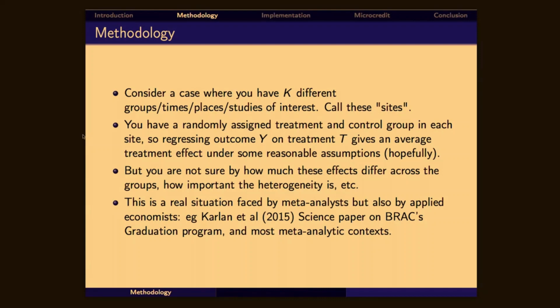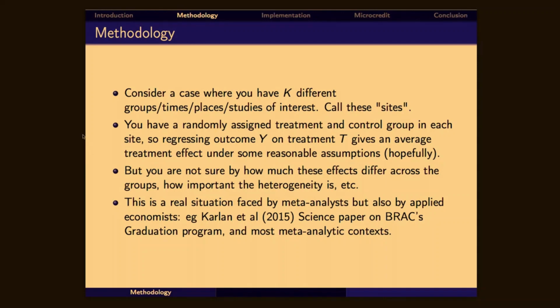So I'm going to make this super easy. Let's think about randomized trials. So you have a randomly assigned treatment and control group in each site. If you regress some outcome y on the binary treatment indicator t, this gives some average treatment effect under some hopefully reasonable assumptions.